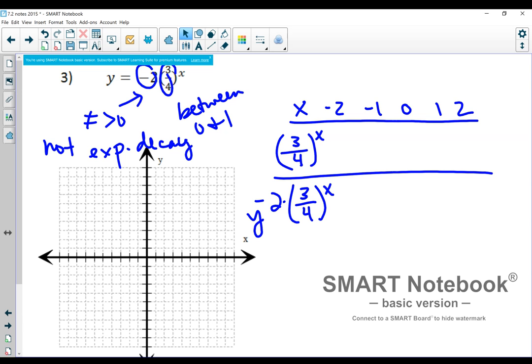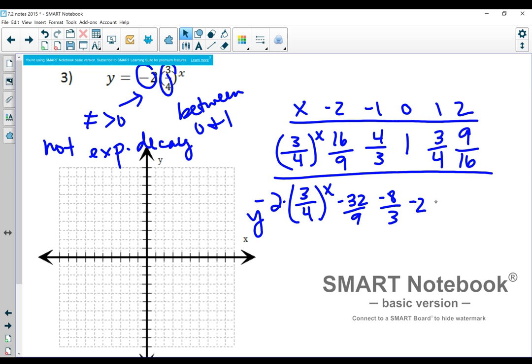So I'm going to start over here with the squared one this time. So this will be 9/16, 3/4, 1. And then I'm going to do reciprocals, 4/3, 16/9. And now I have to multiply everything by -2. So this should be -32/9, -8/3, -2, -3/2, and -9/8. Lots of fraction work here.